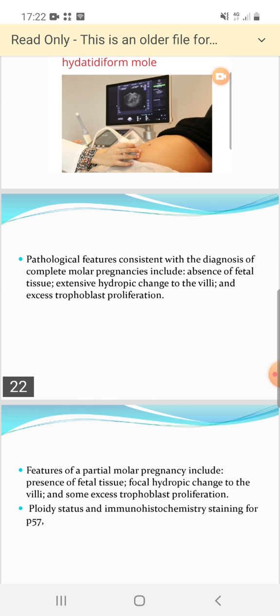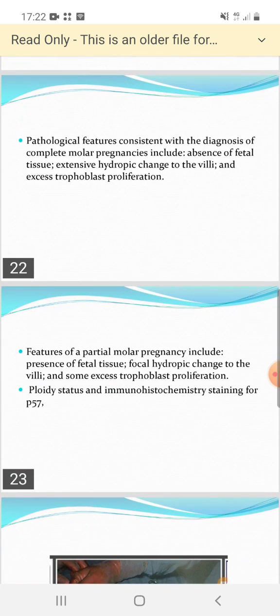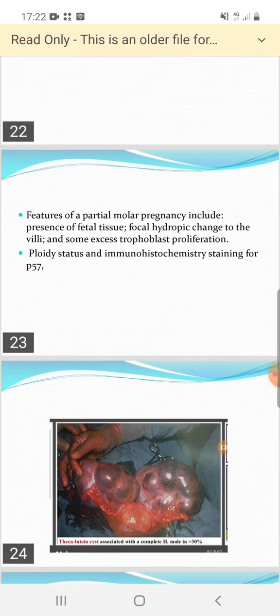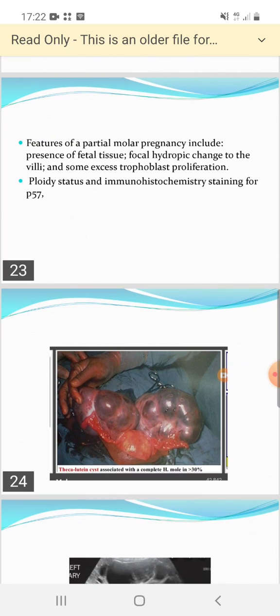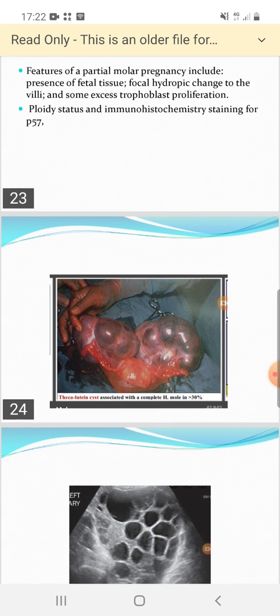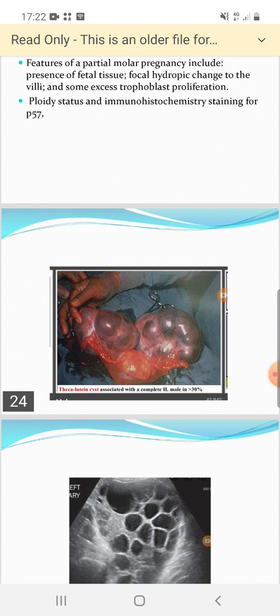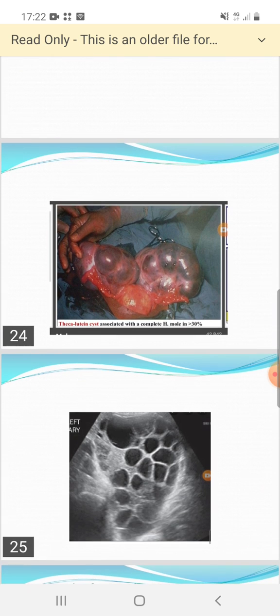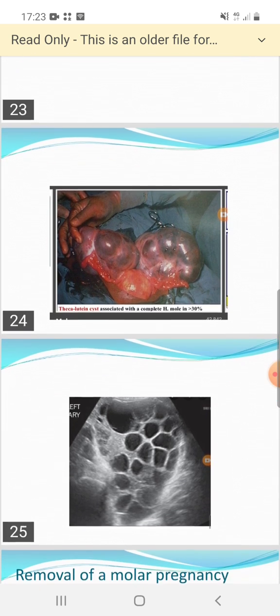So when you are sitting in the clinic and a patient post-abortion comes and shows you the placental report after abortion, and you see extensive hydropic changes and excessive trophoblast proliferation, this is just molar pregnancy. Features of partial molar pregnancy include presence of the fetal tissue, focal hydropic changes in the villi, and some excess trophoblast proliferation. Ploidy status and immunohistochemistry staining for P57.